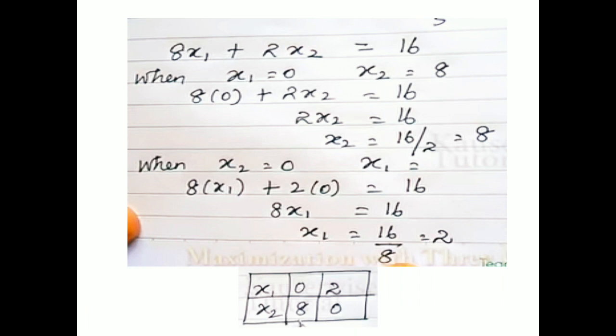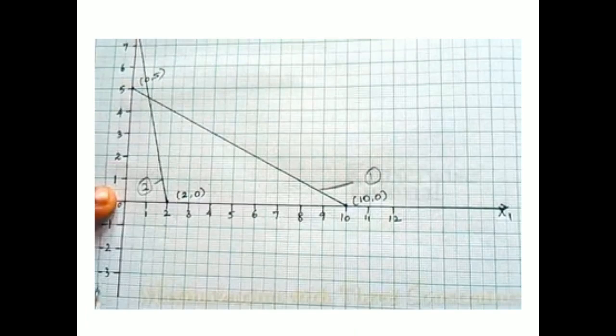Now, plotting these points on the graph paper and drawing the line for this equation, I'll get the line in this form on the graph paper. I have plotted the points 0, 8 and 2, 0 on the graph paper, and I got the second line for the second constraint equation after joining the points.